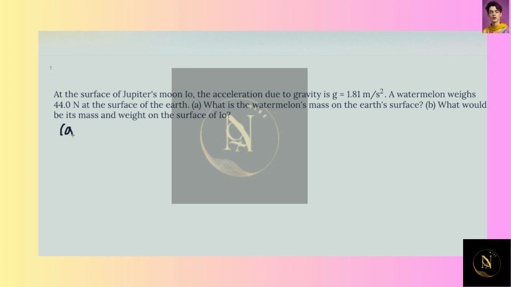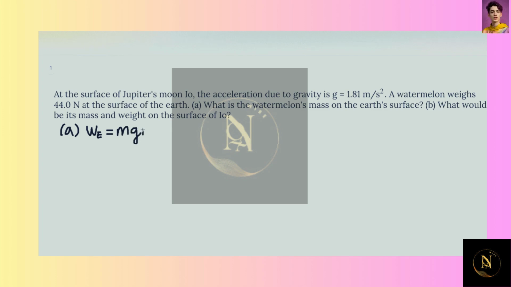For part A, the gravitational acceleration on Io is actually irrelevant because we're just dealing with Earth. So the weight of this watermelon, W standing for weight and not watermelon, and I'll put a little subscript E to help us remember that this is for Earth, is 44 newtons.